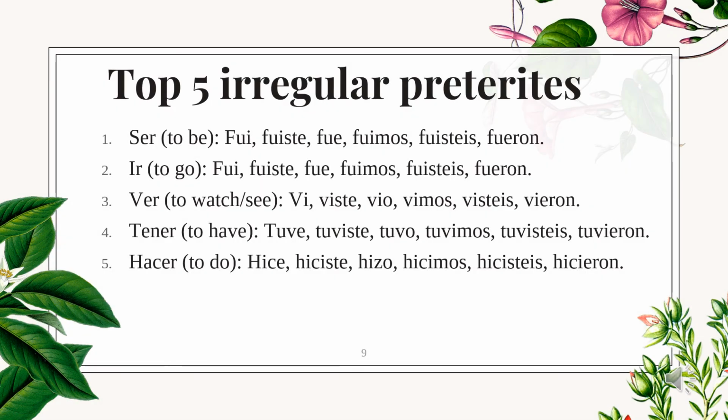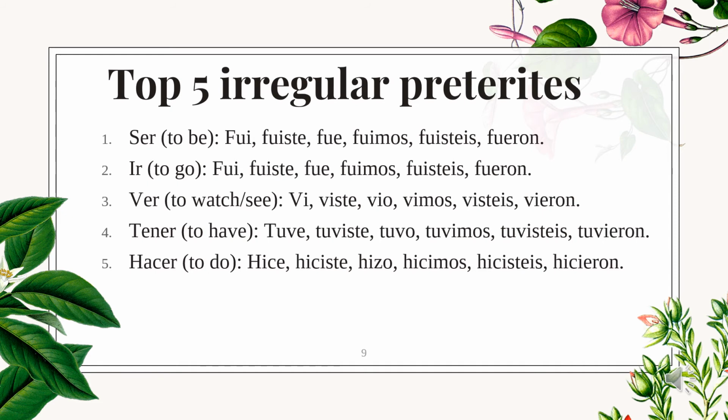There are a lot of irregular preterites, but we're going to have a look at the top 5. Number 1 is ser, to be, which is irregular even in the present tense. So if you want to say I was or I were, it would be fui. You were, fuiste. He or she was or it was, fue. So if you want to describe an event and say it was great, you would say fue genial. We were, fuimos. You plural were, fuisteis. And they were, fueron.